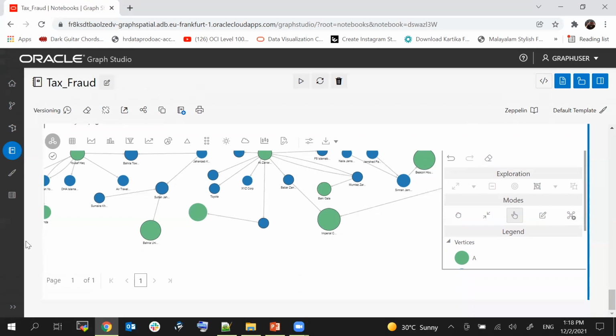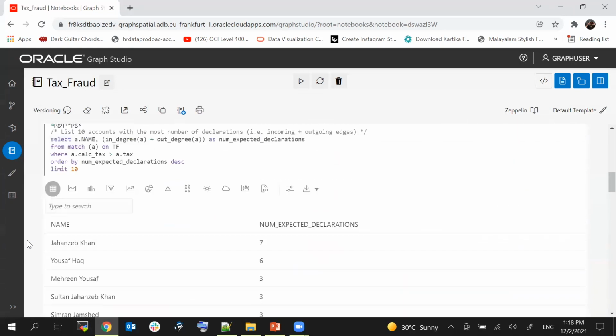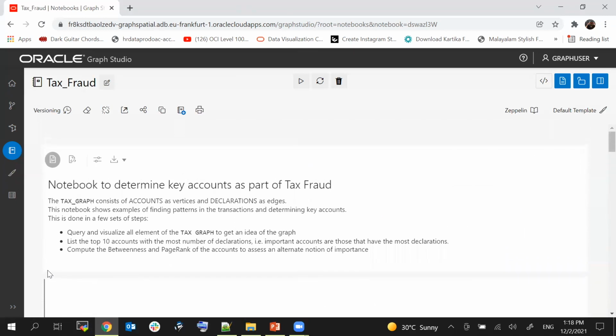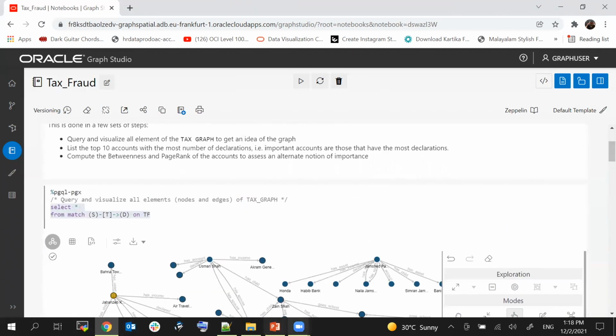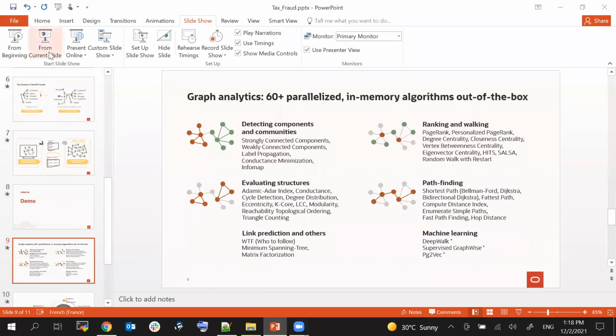That was a brief demo of how we can leverage the Graph Studio in identifying the patterns from an existing dataset. So now let's just go back to the presentation.